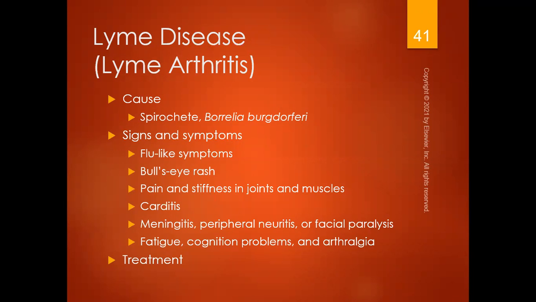It starts with those flu-like symptoms, kind of vague, and then we develop that typical or indicative bullseye rash. Joints and muscles may be painful, they may be stiff. We may develop a carditis, which is an inflammation of that cardiac muscle, maybe a meningitis, a peripheral neuritis, or a facial paralysis, general fatigue or issues thinking clearly, arthralgia, or a mix up of the things that we say, and we're not able to recognize things anymore.